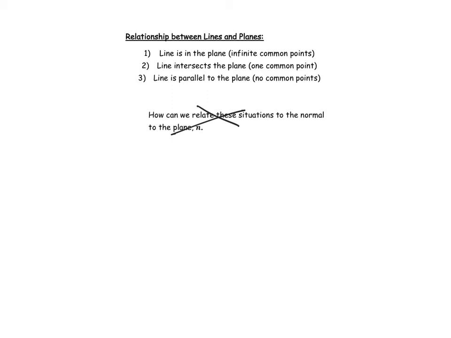Okay, so the relationship between lines and planes, our first example, and this can come in many forms, is that a line fits within a plane, right? It is in a plane. So here's my plane. Let's call it pi 1. Here's my line. Let's call it L1. And all of the points in L1 satisfy pi 1. Okay, so that's a line in the plane that has an infinite number of common points.